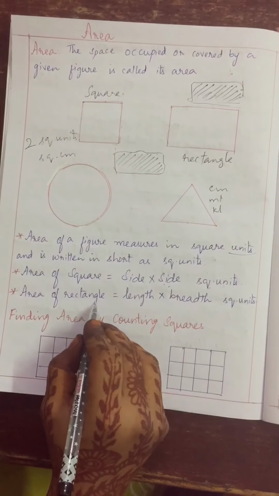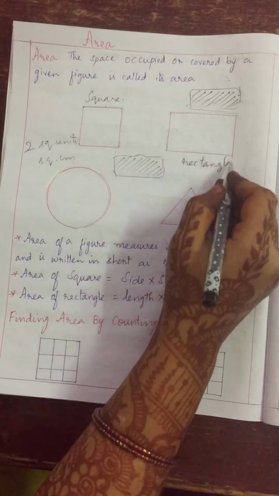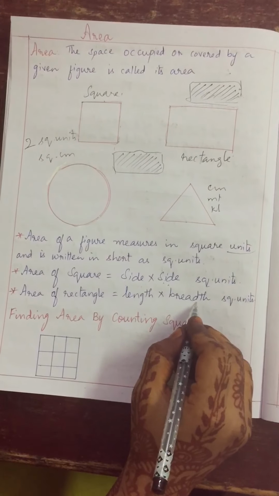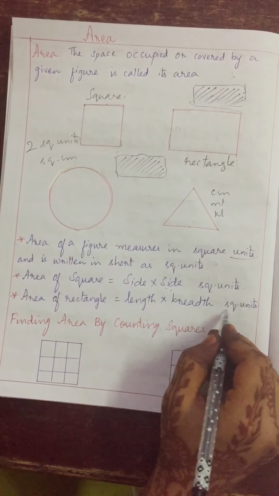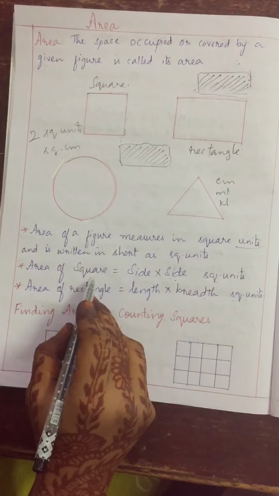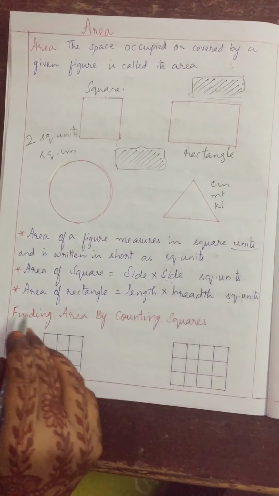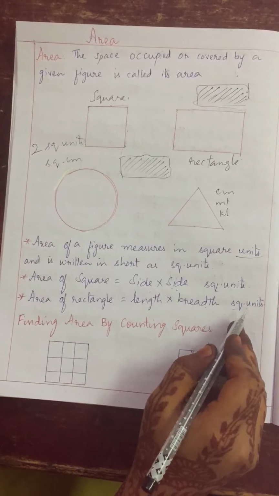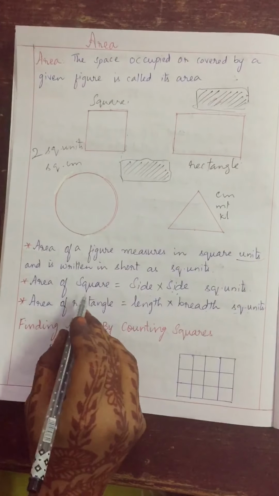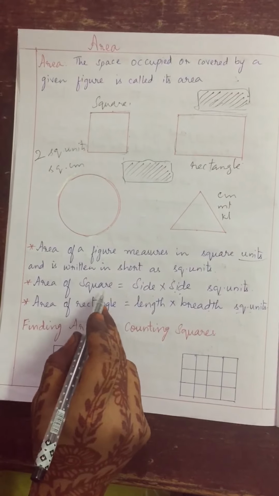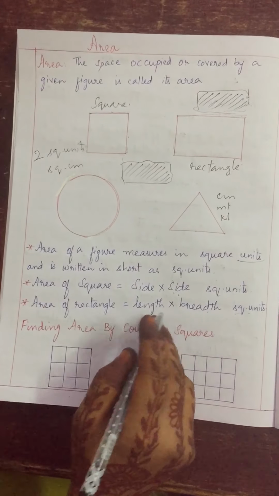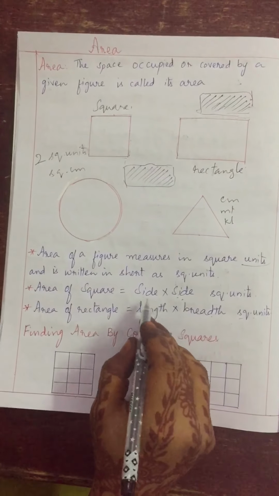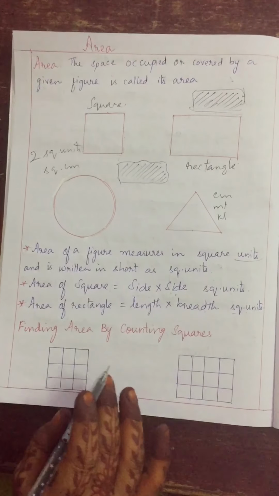Similarly, area of a rectangle, see, this is length and this is breadth. So area of a rectangle is nothing but length into breadth. Area we measure in square units, that's why I wrote square units. So area of a square is side into side square units. Area of a rectangle is length into breadth square units. Clear children? What is area and the formula of area? Area of square formula and area of rectangle formula. Very, very important children.